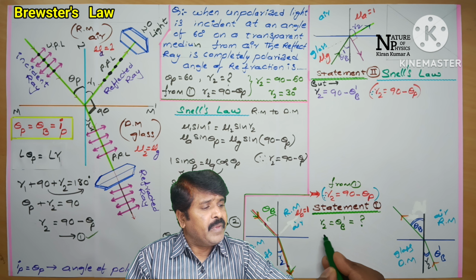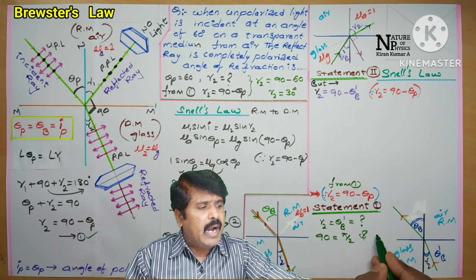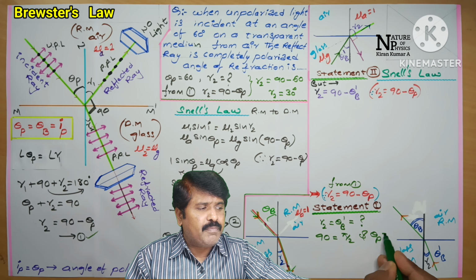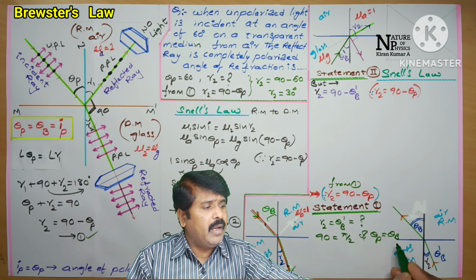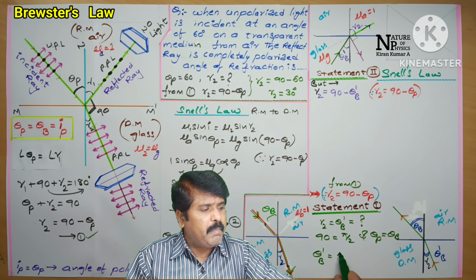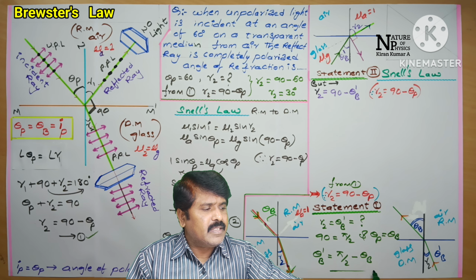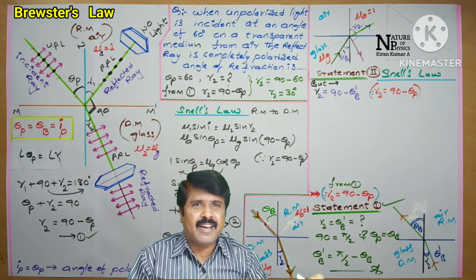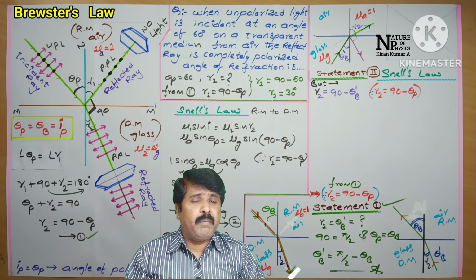Next, 90 degrees is equal to pi by 2, and theta p, the angle of polarization according to the question, is theta b, student. Replacing these values in the above equation, theta b dash is equal to pi by 2 minus theta b. This is the answer. This statement is correct. Okay, and next one, statement 2.